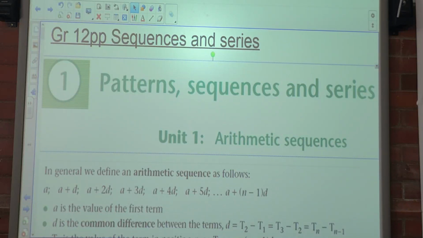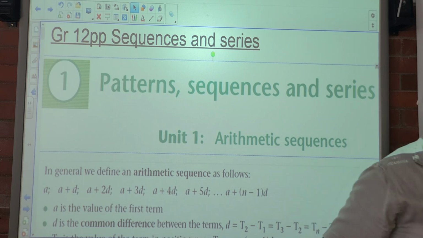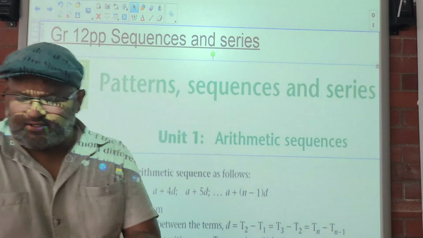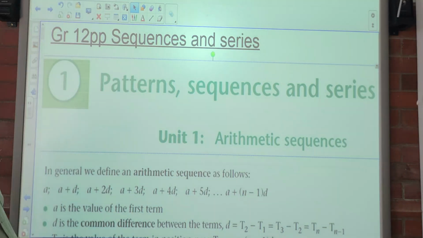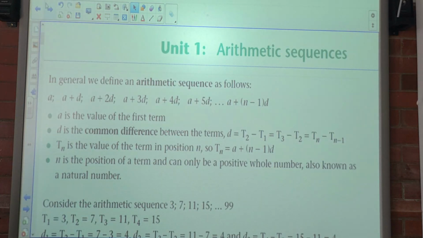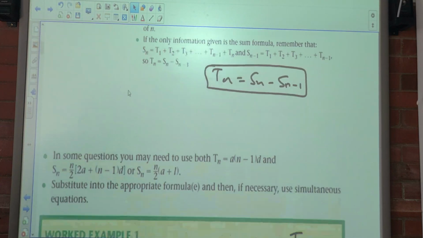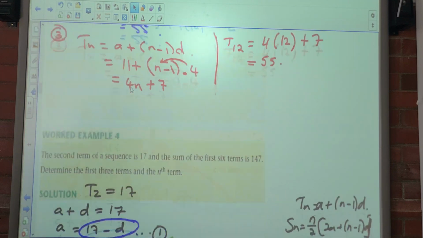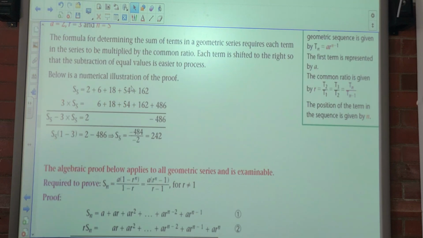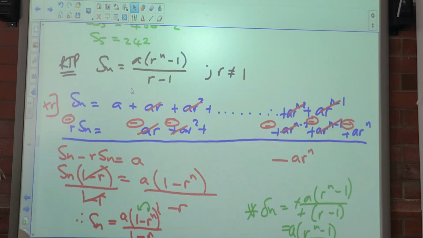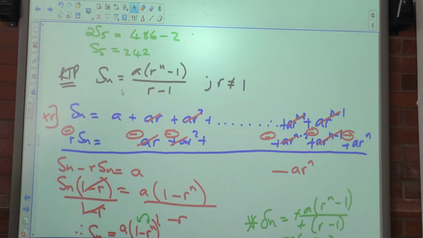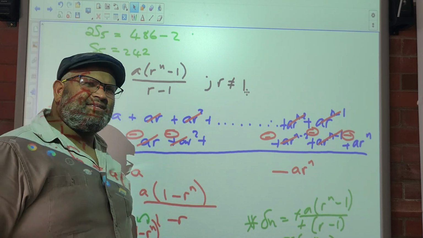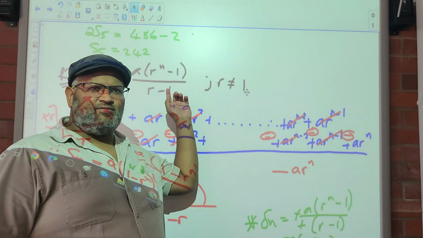So today we're looking at sequence and series. We just spoke about the proof. We just proved the sum of geometric sequences or series. Okay, so we came with the formula: Sn is equal to A into r to the n minus 1 over r minus 1, and r is never equal to 1, otherwise the sum will be undefined.